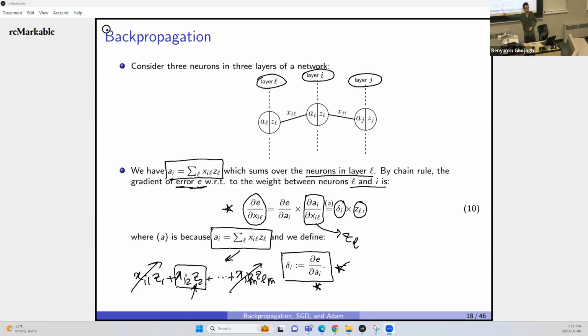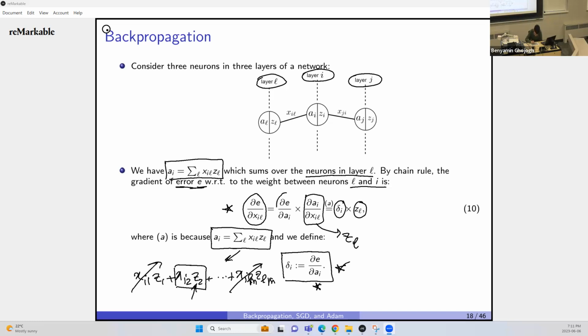We start from the last layer and we come one layer back at a time. And that's why its name is backpropagation, because we are propagating backwards. Okay, we are backpropagating the error in this way. Okay, derivative of error with respect to x_il is what?